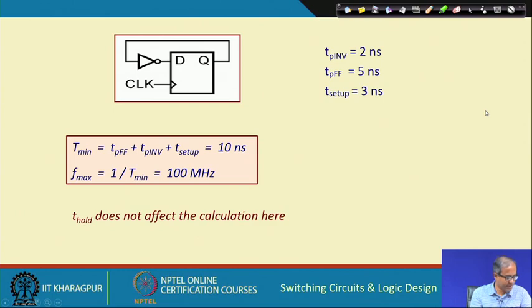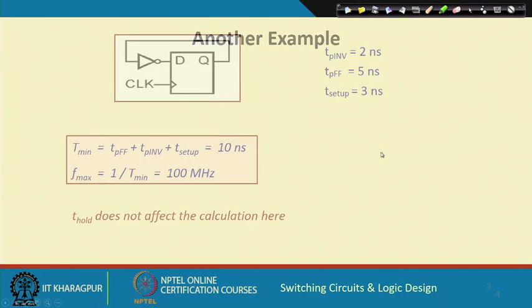And one thing to note is that, as we had said, hold time delay does not affect the calculation here. When the clock edge comes, hold time means the minimum time after that for which I have to hold the inputs, but the propagation delay is already calculated from the clock edge. So, propagation delay time includes the hold time, and we need not add the hold time again. So, this does not affect the calculation.